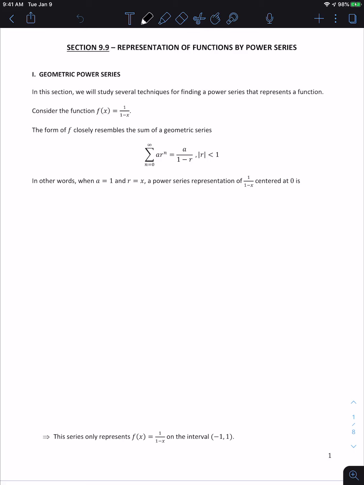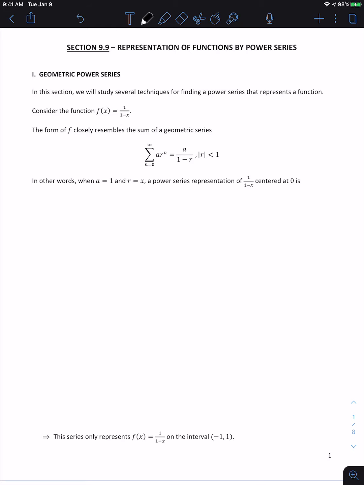Let's start with subsection 1, which is geometric power series. In this section, we will study several techniques for finding a power series that represents a function. Consider the function f of x equals 1 over 1 minus x. The form of f closely resembles that of the sum of a geometric series. This 1 over 1 minus x is very similar to a over 1 minus r, and we know that this geometric series converges if the absolute value of r is less than 1.